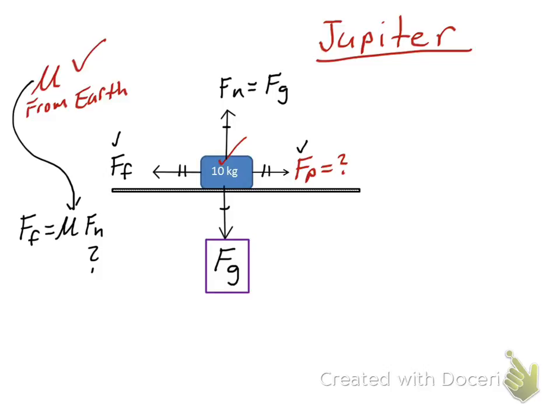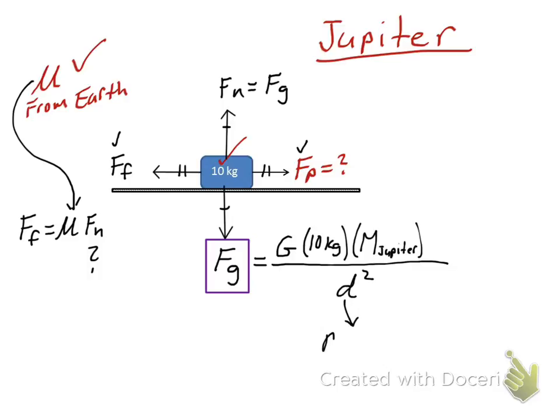Now, I don't know what little g is for Jupiter. I could compute it, and that would work, or I could just use Newton's law of gravitation. I can look up the mass of Jupiter. I can look up the radius of the planet Jupiter squared. What are your units? Kilograms, meters. That will allow me to compute my weight of the 10-kilogram block on the surface of Jupiter.